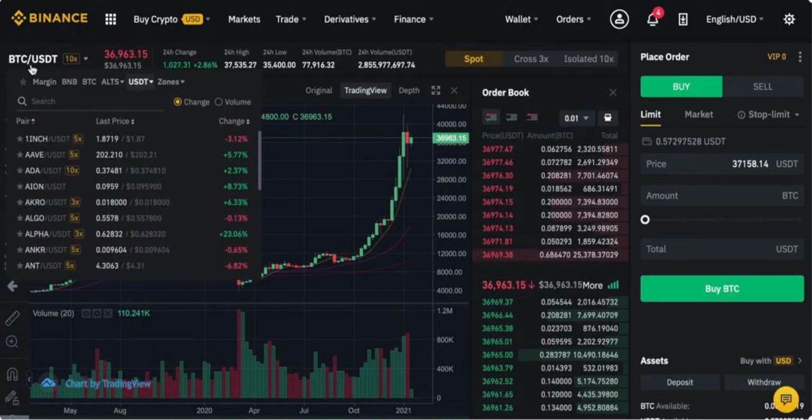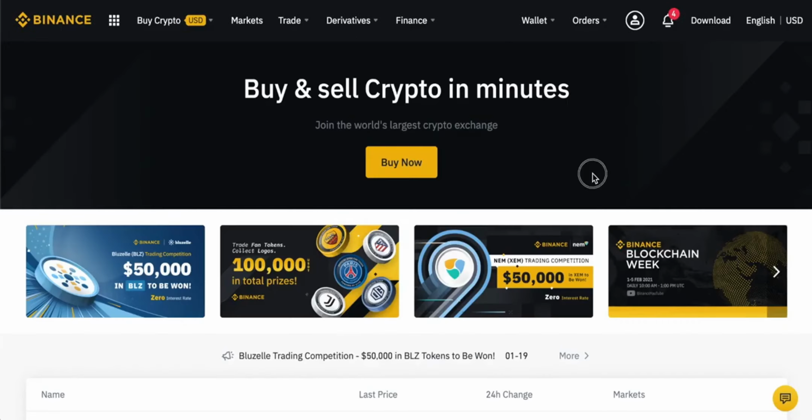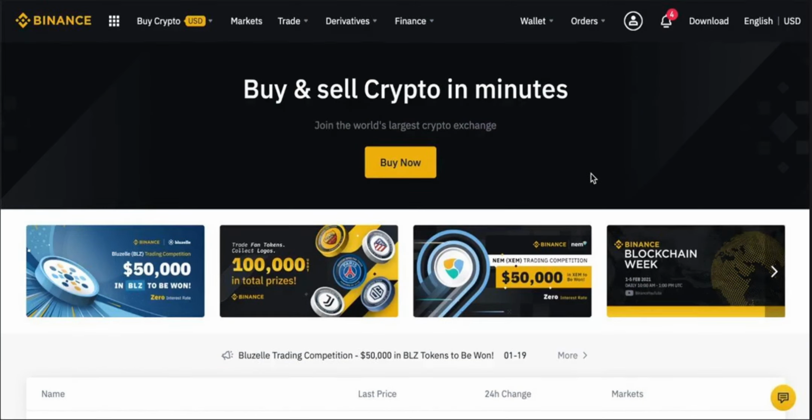So for this one, I'm going to use the Binance trading screen. That's not to say it's better or worse than anyone else, but they are the biggest currency exchange, so I thought I'd just choose that one to show you. But to be honest, if you're using other screens like Kraken Exchange or Coinbase Pro, all of these are going to be more or less the same.